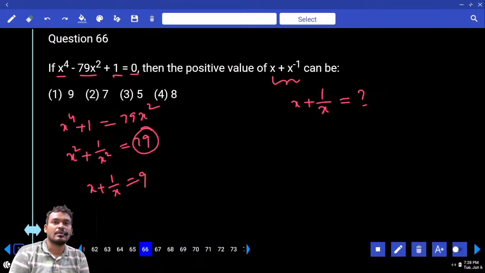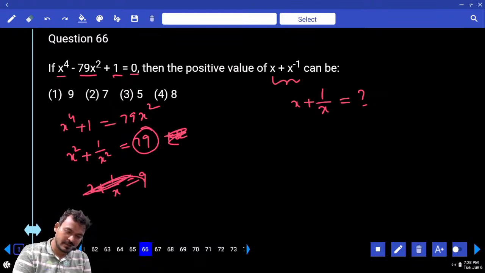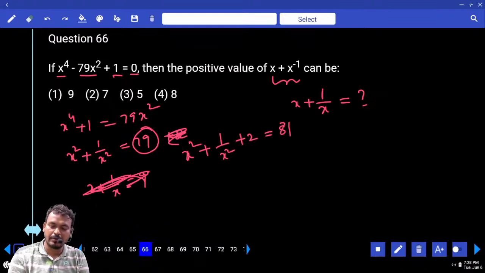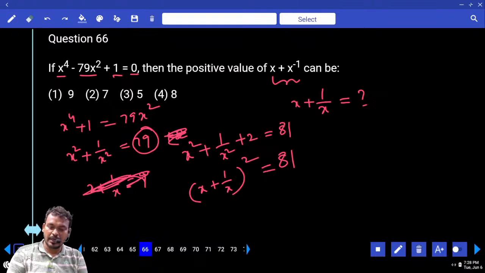79. Right hand side we are adding plus 2. Left hand side also we are adding plus 2 or not? Cut out. x square plus 1 by x square plus 2 equal to 81 or not? This one we written x plus 1 by x whole power 2 equal to 81. x plus 1 by x equal to 9 or not?